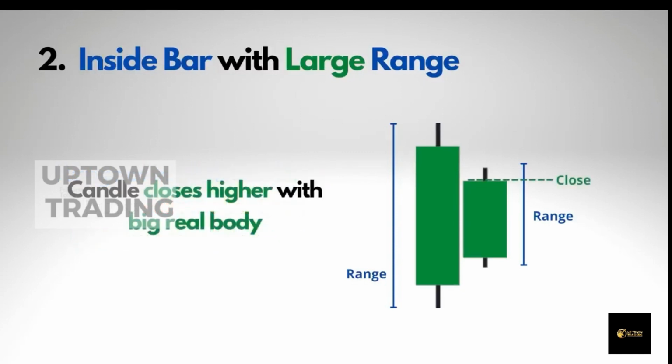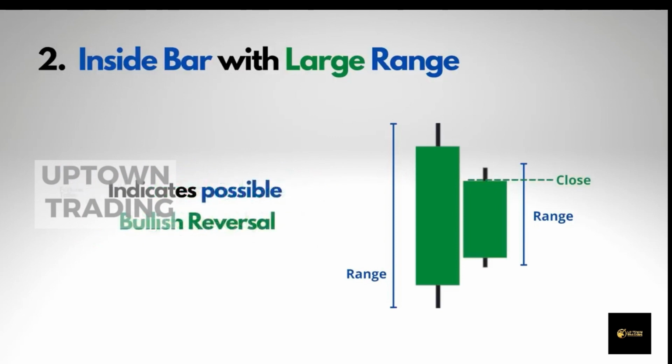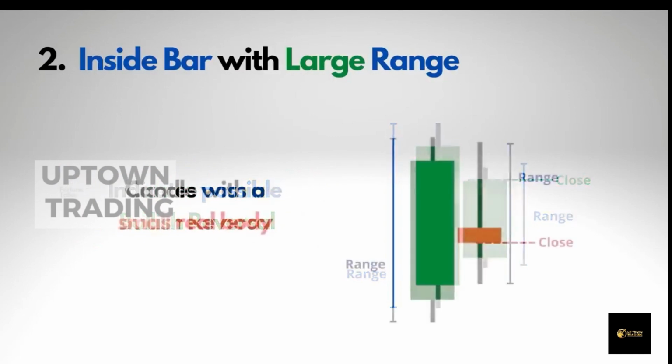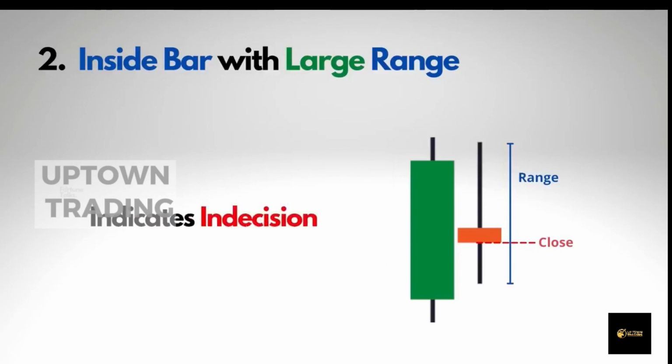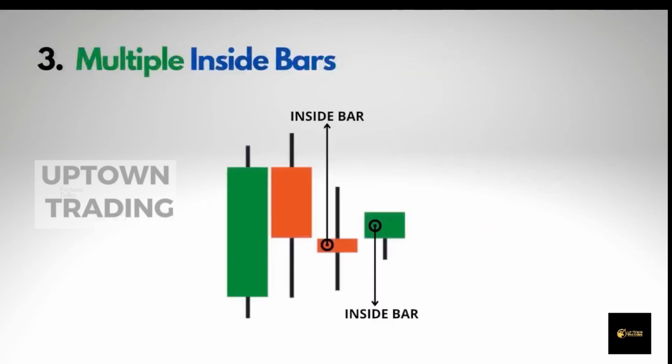Now let's see an example of each of these long range candle types. As you can see, in the first category, there is a large inside bar with a bullish close which shows signs of bullish strength. Moving on to the second type, it is a large inside bar with a small real body which shows signs of indecision. So depending upon the range and the real body, the inside bar can either represent an indecision or a reversal in the market.